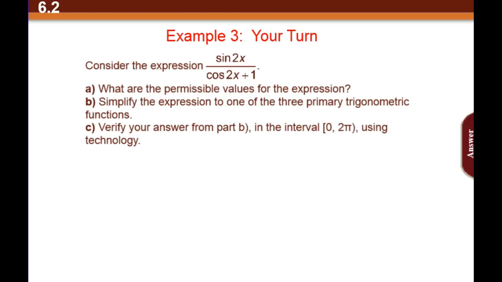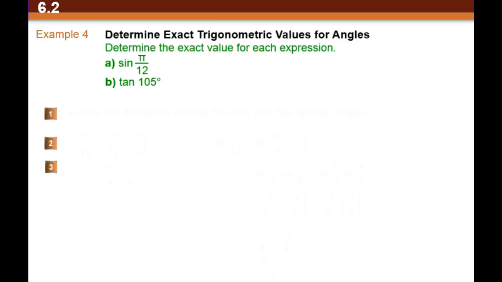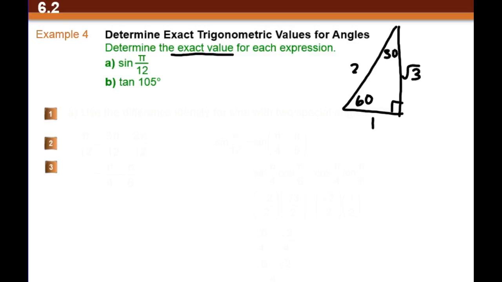Okay, so let's look at example 4. It says determine, anybody see this, exact values for each expression. Anybody remember what exact values means? And how do we find exact values? Okay, and how does this go again? 1, 2 and root 3. And then our other one is 45, 45, and it's 1, 1 and root 2. Okay, special triangles give us exact values.